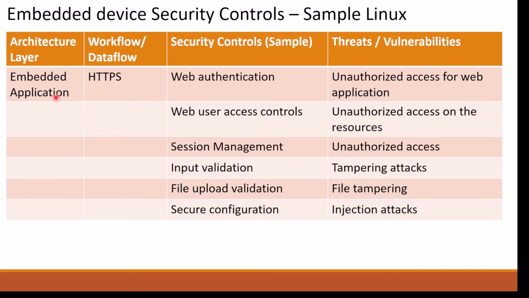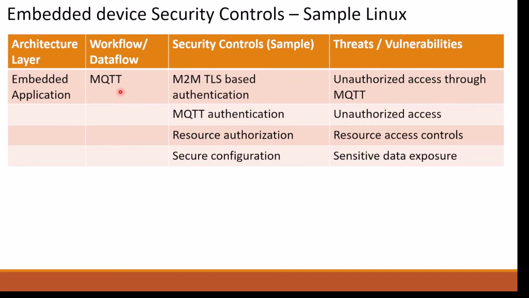Okay, next we are coming to the embedded application layer. So in this sample device, we have three types of application level services. One is the HTTPS web application, another one is MQTT, and the third one is SSH. So here, for the web application: authentication, user access control, session management, input validation, file upload, and secure configuration. These aspects we need to consider, so that it will prevent these types of attacks in the web application.